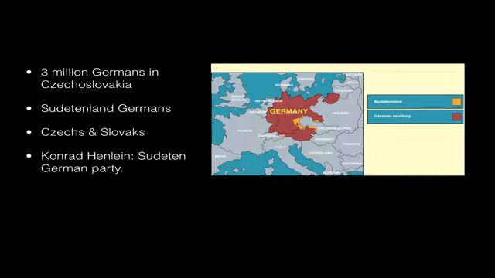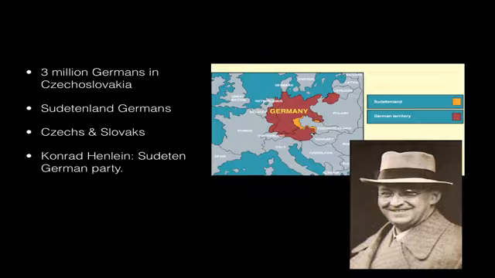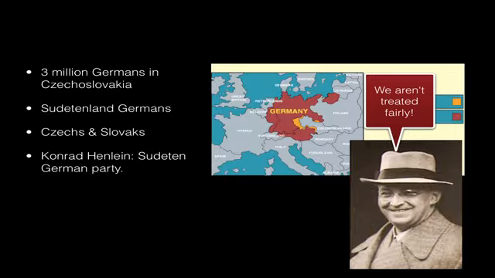They were a minority, they were outnumbered by the Czechs and the Slovaks, and they lived mainly in this orange area you can see called the Sudetenland. Now, this man here, Konrad Henlein, he was leader of the Sudeten German Party, and he had a number of complaints. He was complaining that the Sudeten Germans were not being treated fairly by the majority Czech and Slovak government.